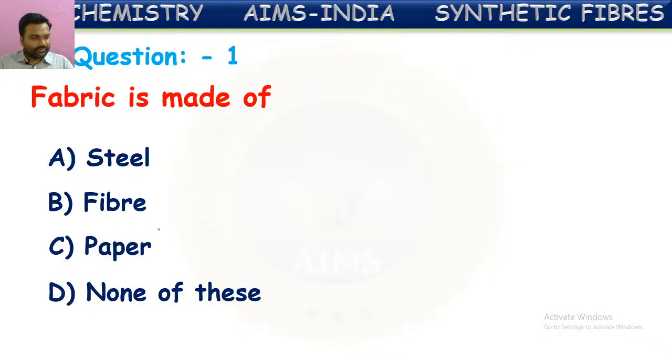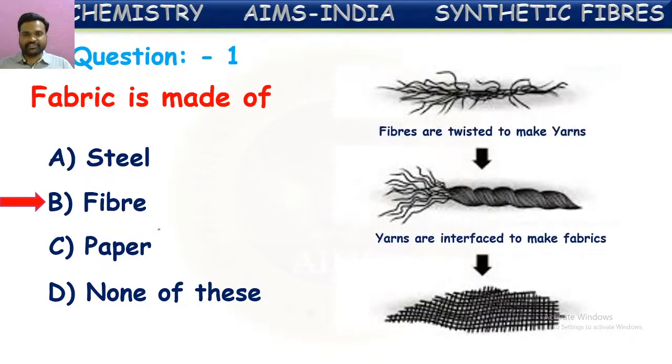Yes, many of you are giving the correct answer. Fiber. Very good. Fiber is the correct answer because fabric is prepared from fiber. This fiber is derived from either natural resources or artificial resources. These fibers are twisted to make yarn. You can see here, these are the fibers which are derived from natural resources like plants and animals, and from man-made materials also. These fibers are twisted to form this yarn.